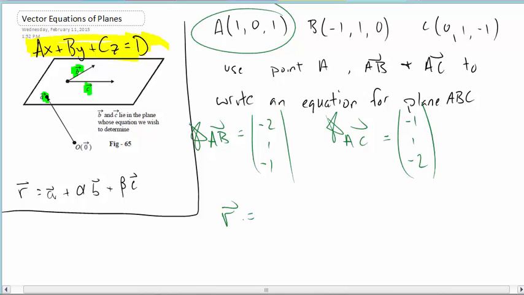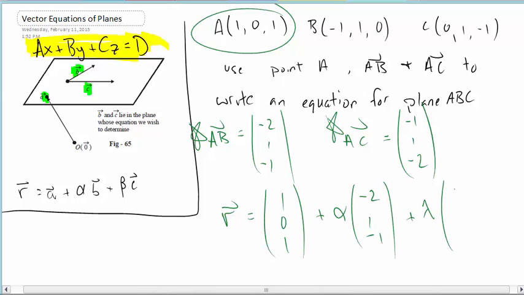Our vector equation is simply going to be (1, 0, 1) plus alpha, some parameter. It doesn't matter what you call it. It doesn't have to be alpha and beta, but alpha times (-2, 1, -1), plus, I'm going to change the world on you, we're going to do lambda times (-1, 1, -2). And there is our vector equation for this plane.